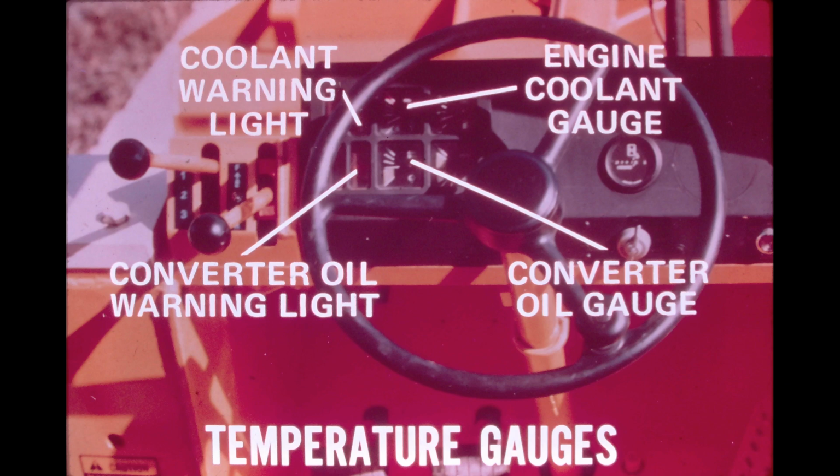If high engine coolant temperatures accompany high converter oil temperatures, an engine cooling system problem is indicated. A high converter temperature will often accompany a high engine temperature because of the fact that the oil cooler is located at the bottom of the engine coolant radiator and depends on engine coolant to dissipate its heat.